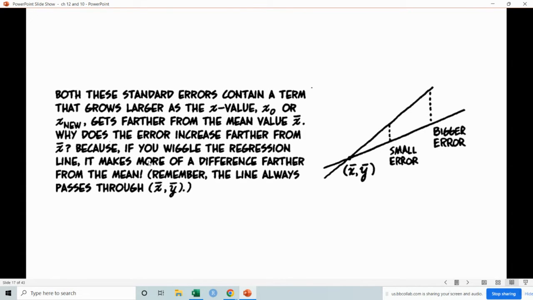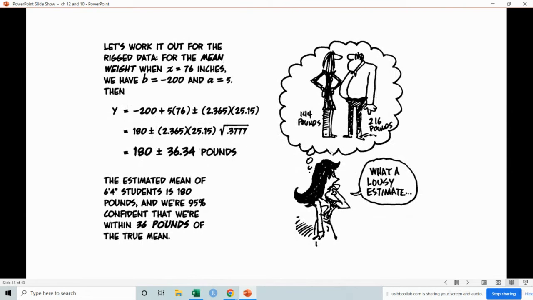Basically, if you wiggle the regression line, it makes more of a difference farther from the mean. Remember, the line always passes through the mean x, y, that is, x bar and y bar. So let's work it out for the rigged data. For the mean weight when x equals 76 inches, we have b equals 5 and a equals -200.